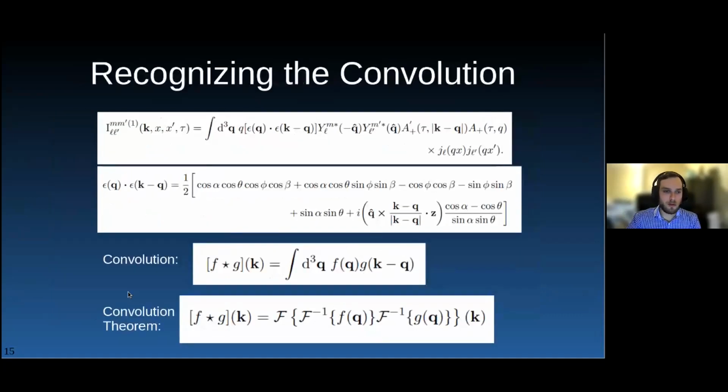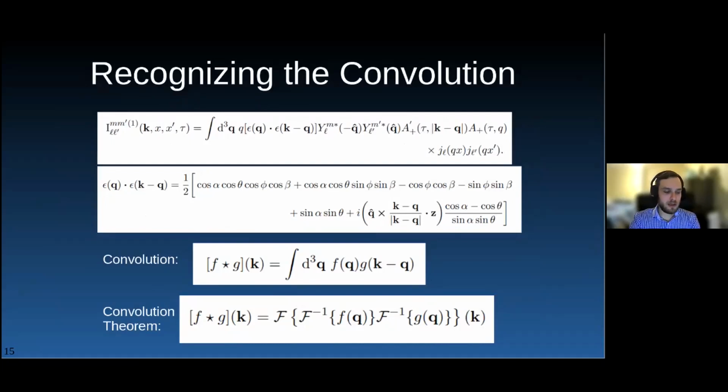So here we consider one of these general integrals. And the next thing we do is plug in this dot product of these circular polarization vectors. So there are 7 different terms, and we were actually able to recognize that each of these terms turn into a convolution when we plug this expression in. And then we use the convolution theorem to start taking Fourier transforms.